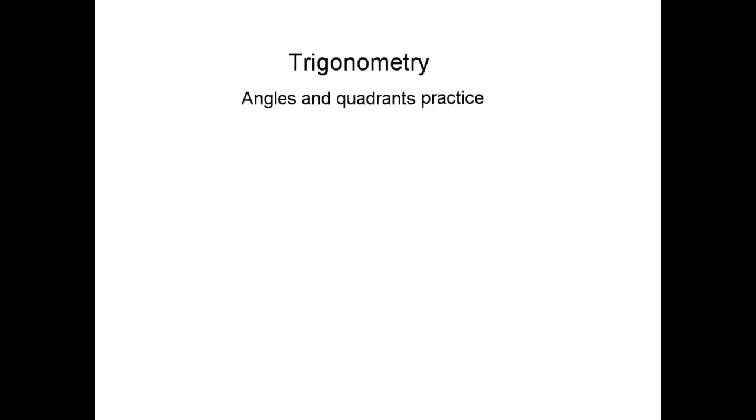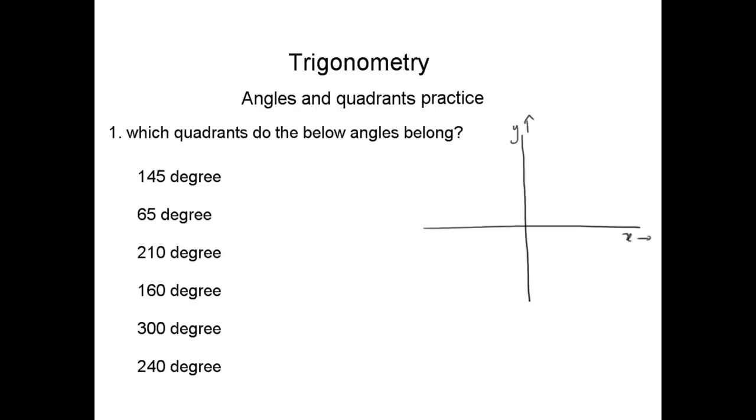Now let's do some practice questions on angles and quadrants. The first question is, let's figure out which quadrants the below angles belong to. The first one is 145 degrees. Okay, let's first plot the angles of the four quadrants here, right?